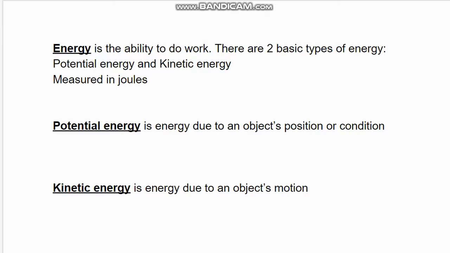Moving on to energy. Energy is basically the ability to do work, and there are two basic types of energy we'll be using, which are potential energy and kinetic energy, and they're both measured in joules. So potential energy is energy due to an object's position or condition, for example, the height, or like if a spring is pressed against it. Kinetic energy is energy due to an object's motion, such as like a ball sliding down a hill.